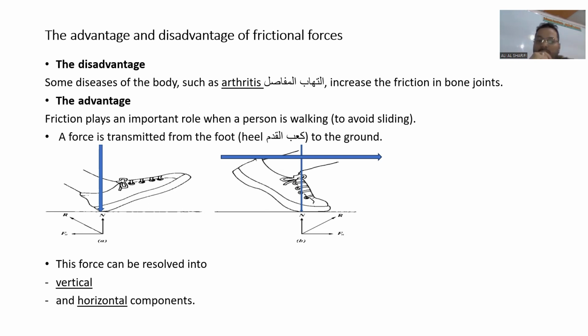The advantage: because of the frictional force, we can walk around more safely. Friction plays an important role when a person is walking, to avoid sliding. Sliding can cause breaks in our bones. A force is transmitted from the foot, specifically at the heel, like here in this picture, to the ground. This is the point of transition, force to the ground.